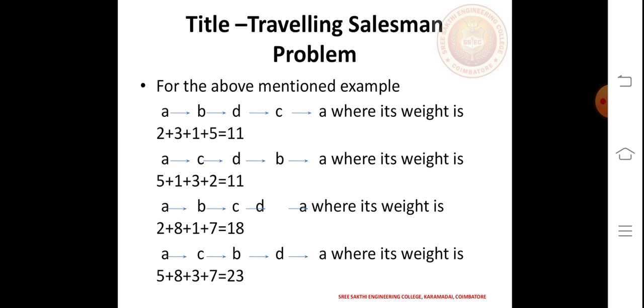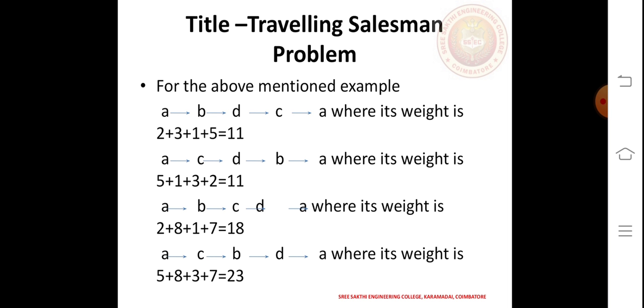The distance from A to B is 2, from B to D is 3, from D to C is 1, and from C to A is 5. So we have to sum up all these distances, that is 2 plus 3 plus 1 plus 5 equals 11. Likewise, we have to travel for all the different nodes. So I'll get A to C, C to D, D to B, B to A, where its weight is 5 plus 1 plus 3 plus 2 equals 11.